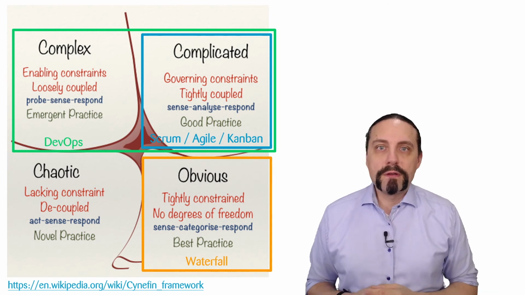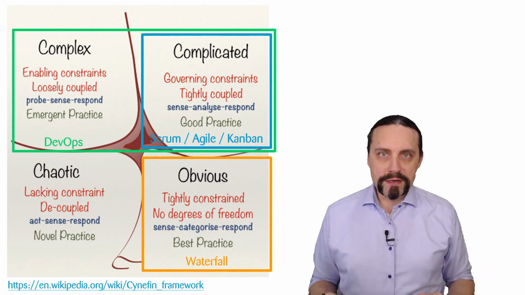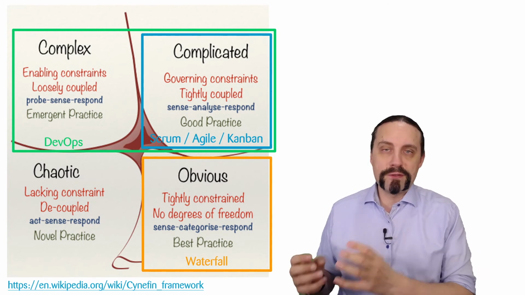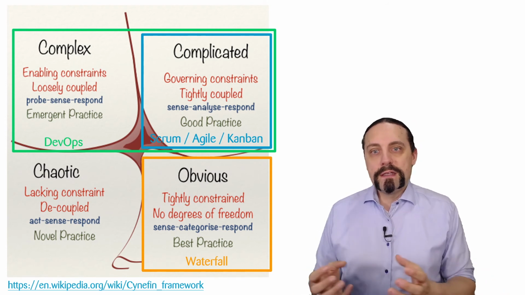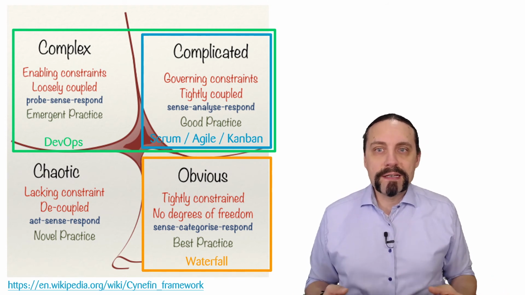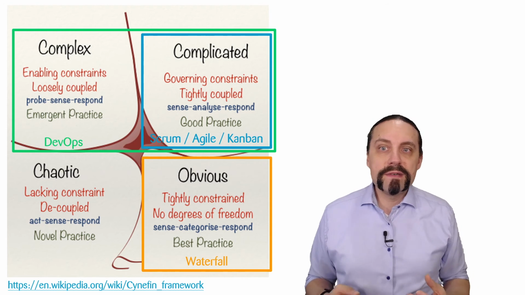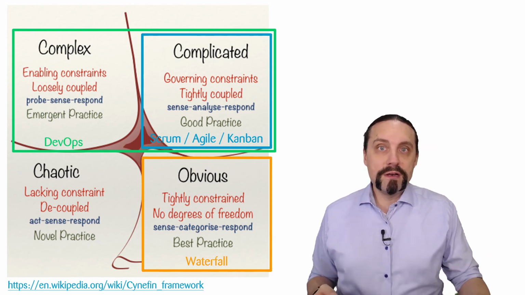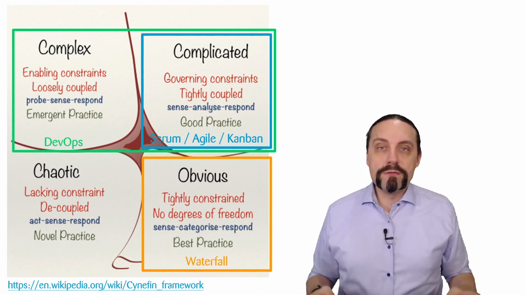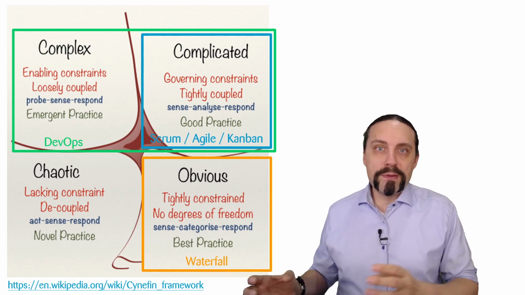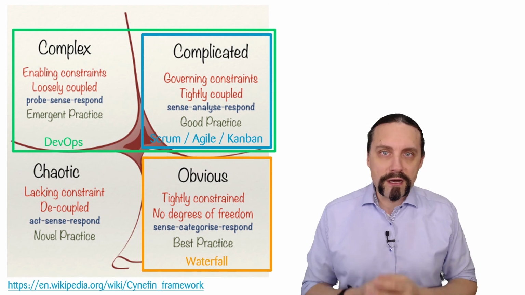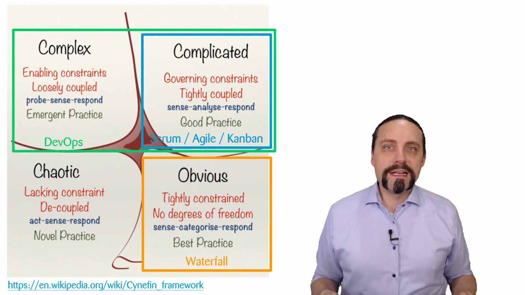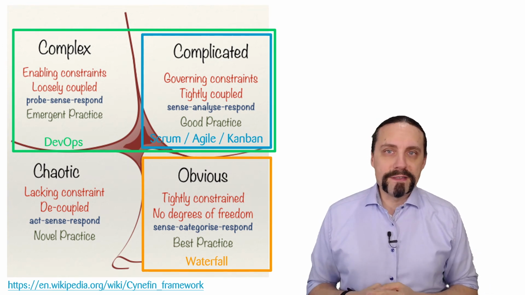Use waterfall in obvious environments where you have the known knowns, where you need to follow a plan. Use Scrum and Agile and Kanban in complicated environments where you have known unknowns, and use DevOps in complex or in complicated environment where you have unknown unknowns. And with that, we are at the end of this video.